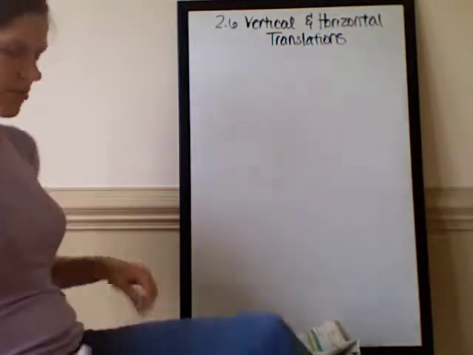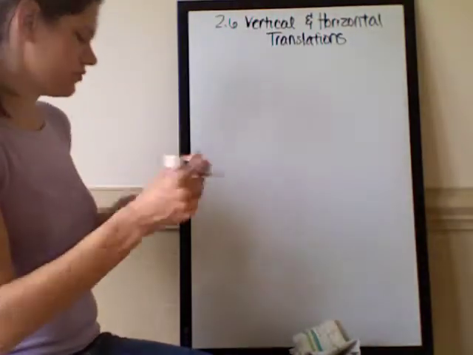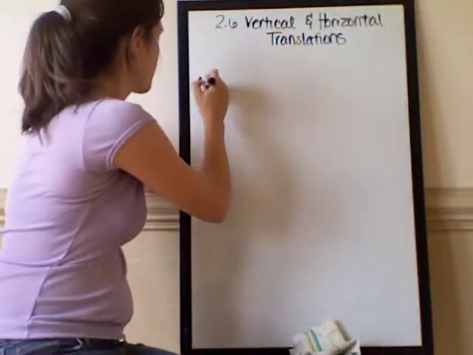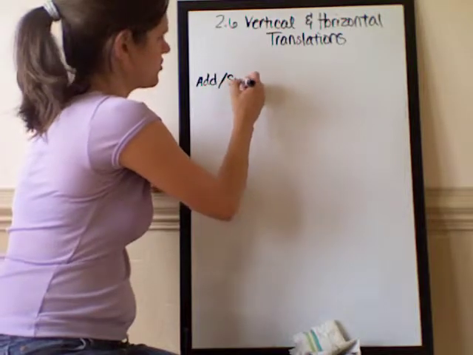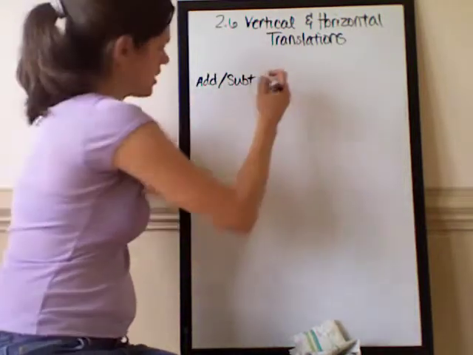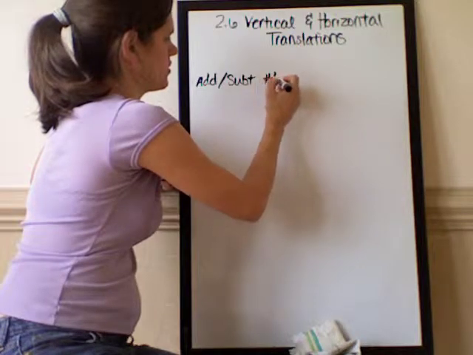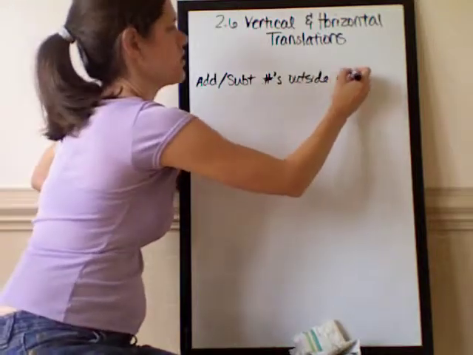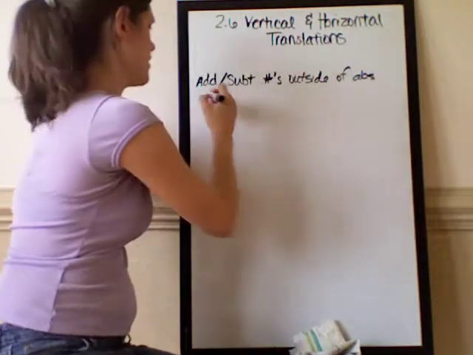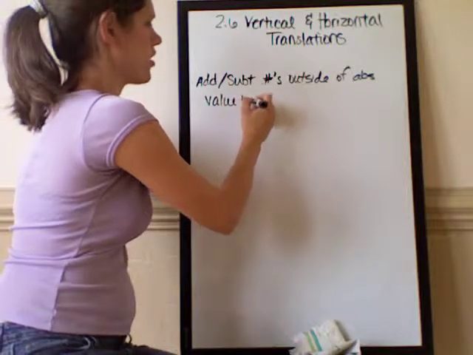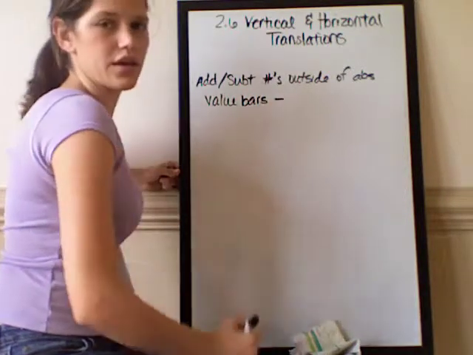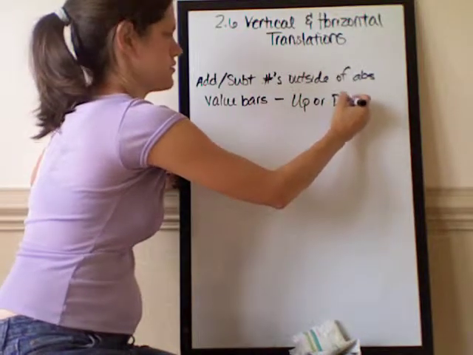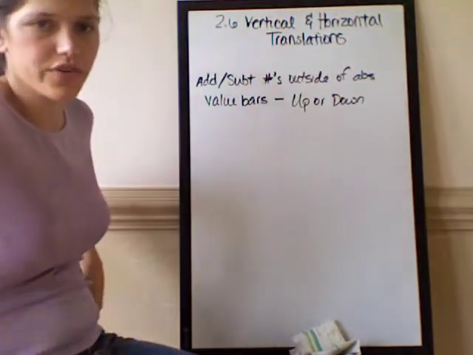So we've got 4 little summary points here. And then what I just went over, we're just putting them in terms of order. So, adding or subtracting numbers outside of absolute value bars. Okay, and we said what that does is it moves it up or down. Okay, there's your first one.